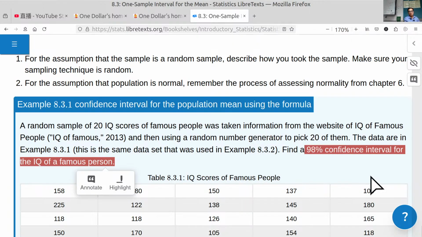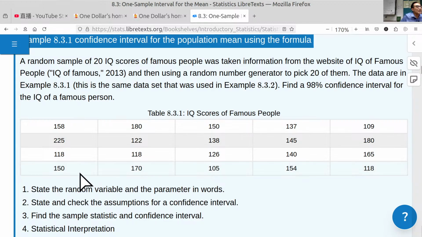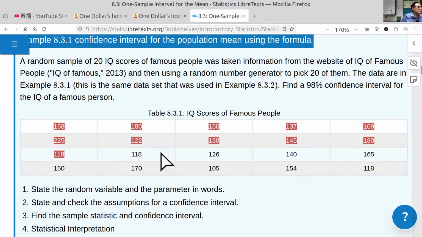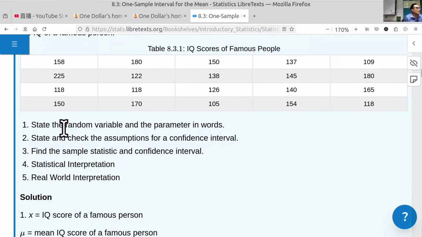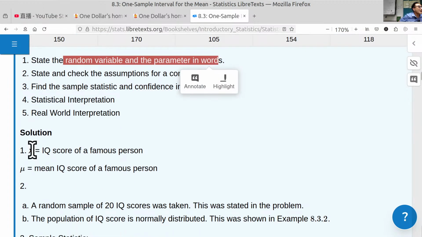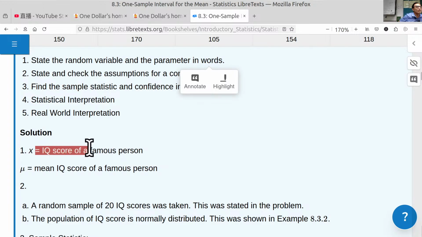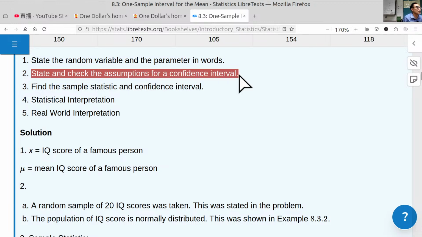Let's do some calculation. The first one, there are 20 people, their IQs are selected and listed here. First, state the random variable and parameter in words. X equals the IQ score of a famous person. Okay. Second, check the assumptions for a confidence interval.